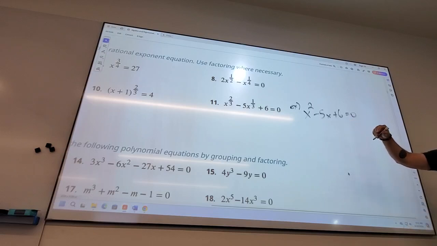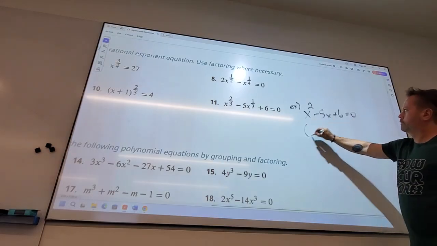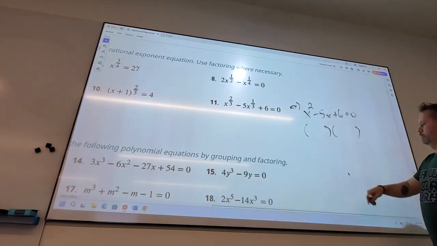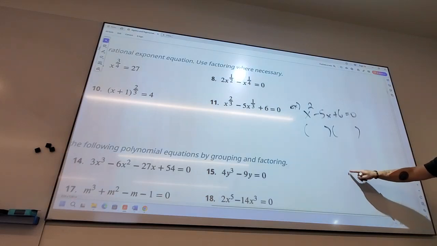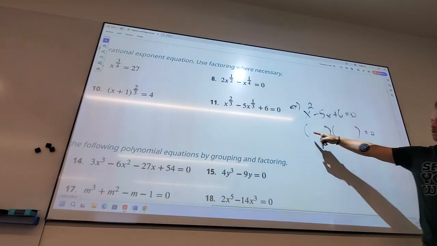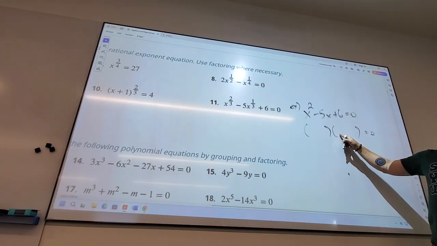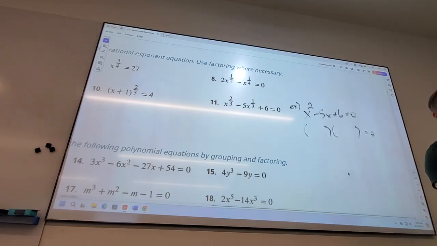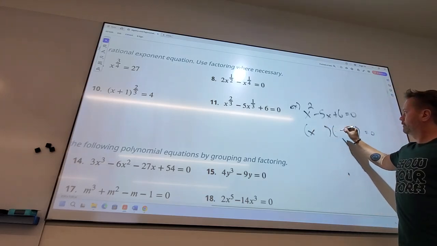Yeah. How would you do it? Get out of there. x minus 3, x minus 2. Yeah, what do you put here and here? Why? Why do I put an x there? Because x squared is x times x, yes?